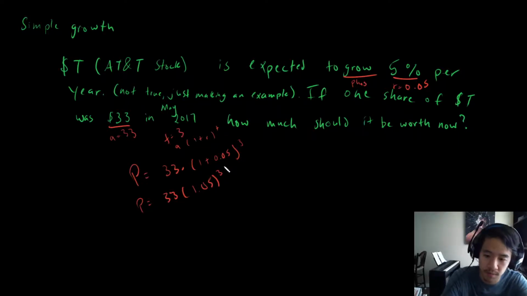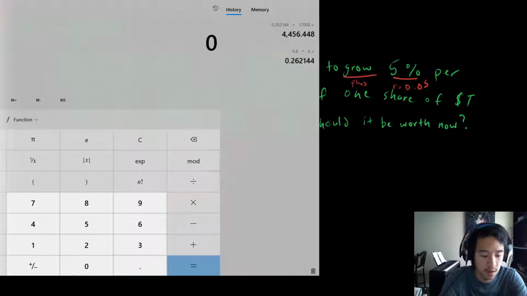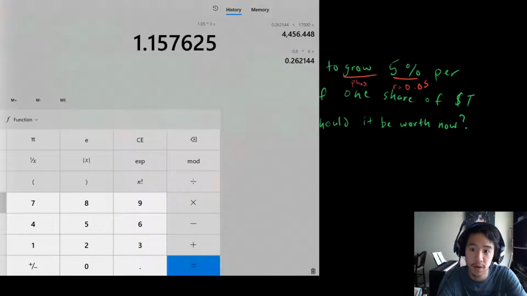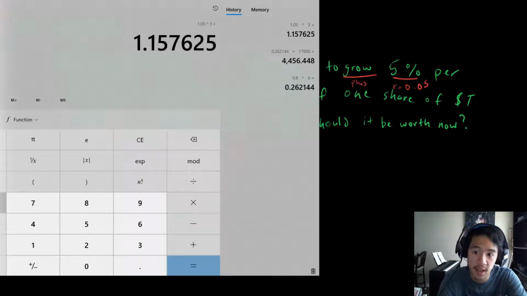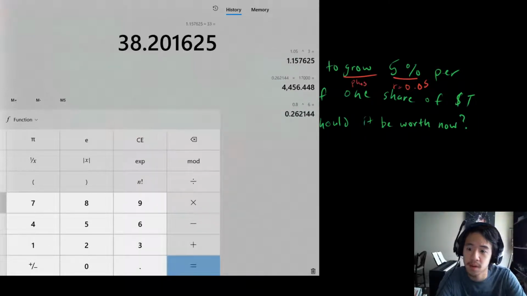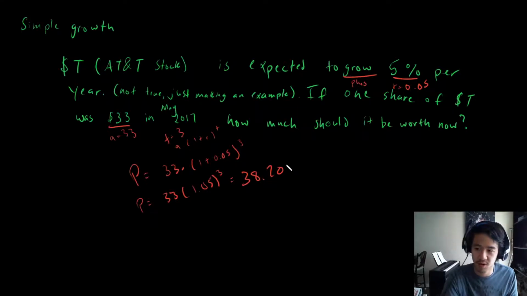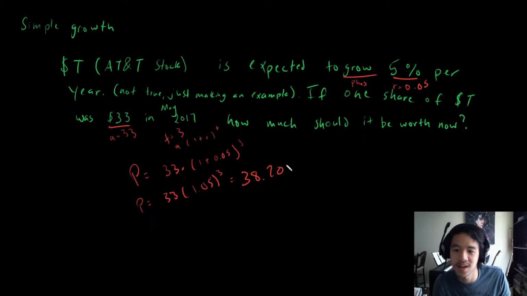Let's get our calculator out. 1.05 raised to the third power. And then this times 33. So 38.20. It's a pretty good increase. 38.20. This is not how stocks work. I'm just going to make that disclaimer right now. So, yeah, 5% per year guaranteed. Yeah, no way, buddy. All right, let's go on to the next question.